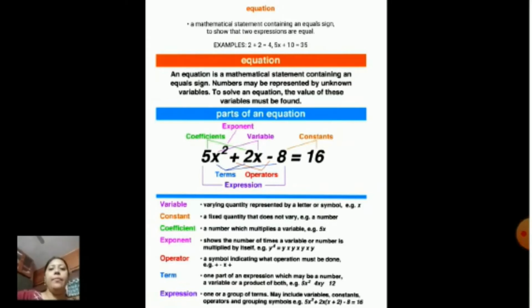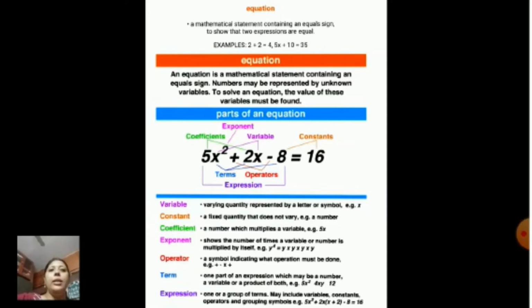Similarly, 10 more than 5 times x is equal to 35. Then we have an equation. So what is an equation? An equation is a mathematical statement containing an equals sign. Numbers may be represented by unknown variables. Unknown variables can be x, y, z, a, b, c, anything you can assume. Now we have to solve the equation. To solve the equation, we have some variables in it and we have to find its value.